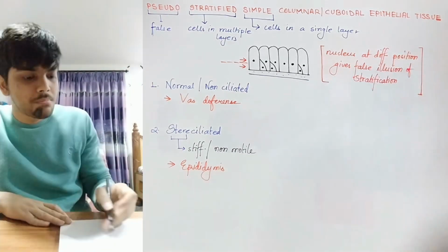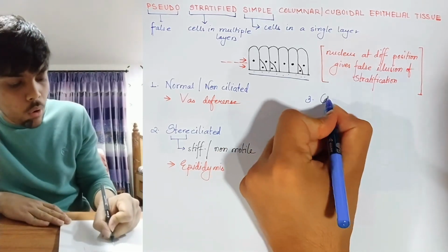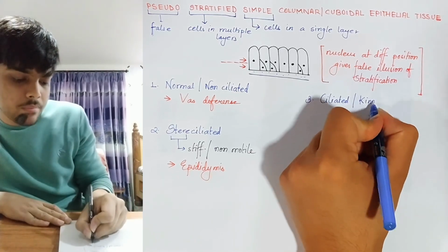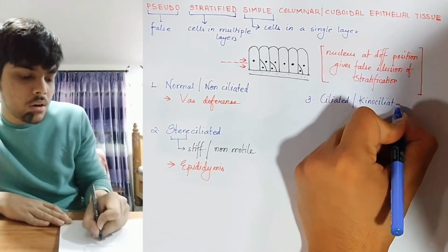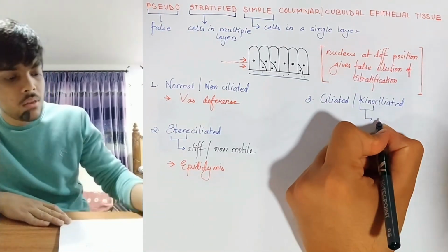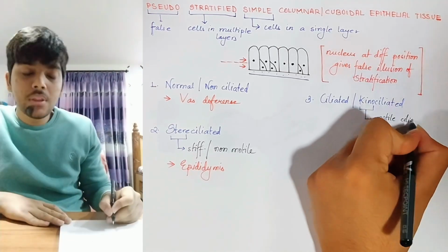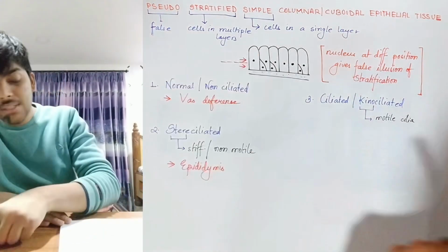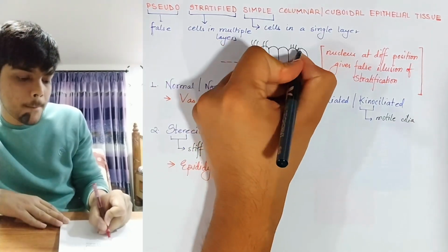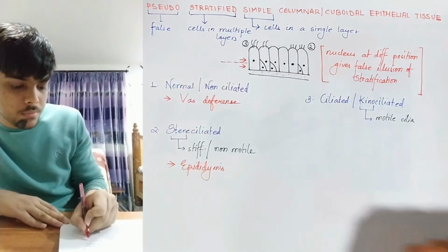And thirdly, and most important, you have ciliated, or you could call it kinociliated, pseudostratified epithelium, where you already know kino means motile. The cilia is motile. Boom, boom, boom, bam, bam, bam. That is the so-called rowing movement. Where is it found? It's found in your upper respiratory tract.